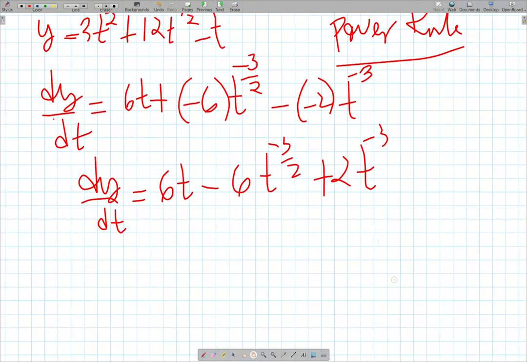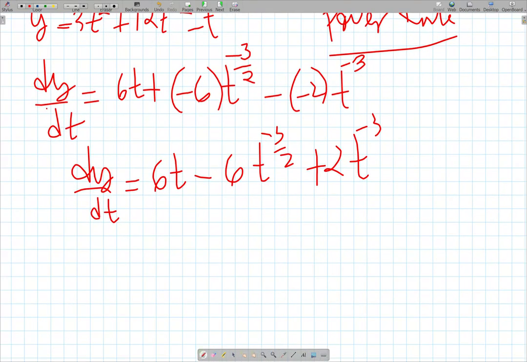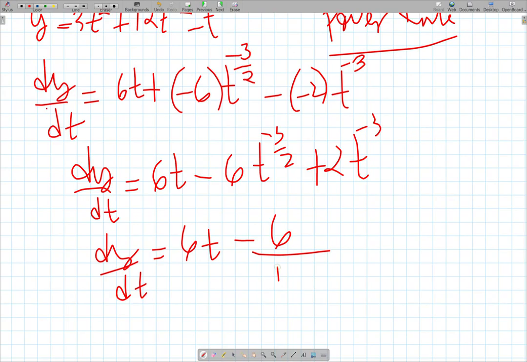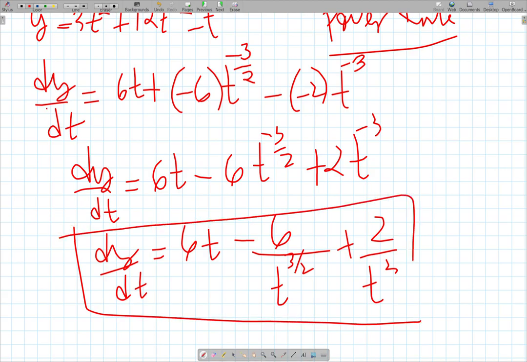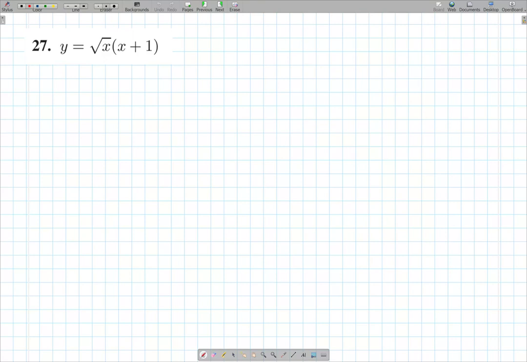So gawin nating positive ang exponent. So dy over dt is equals to 60 minus 6 using reciprocal. So, yan, no? Positive na, no? Positive 3 over 2. Yan. Plus 2 t cube. Okay? Yan. So, next example. Ayan.